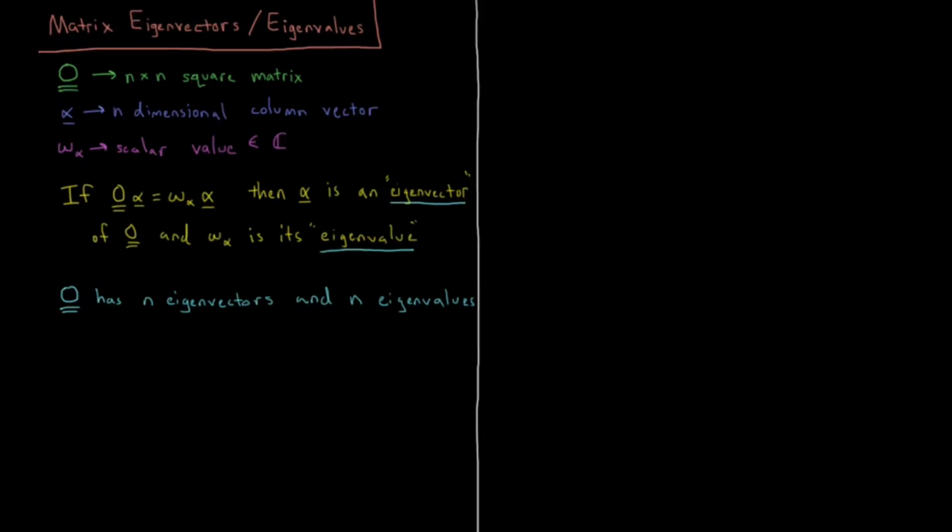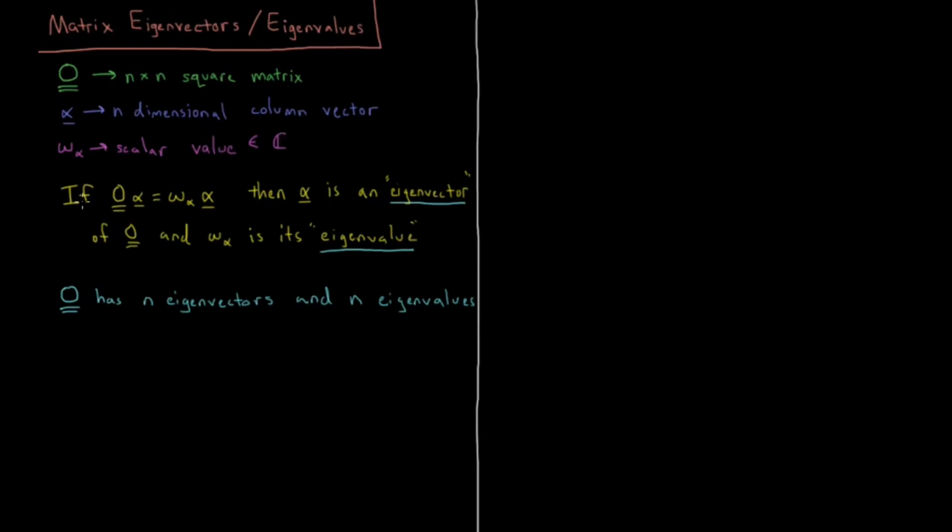This video will introduce the basics of matrix eigenvectors and matrix eigenvalues. So we've got a matrix O here, two underlines indicating it's a matrix, which I've said is an n by n square matrix. So we have the vector alpha, which is going to be an n-dimensional column vector. It'll have n elements. The value omega alpha is a scalar value, which in general can be some complex number.